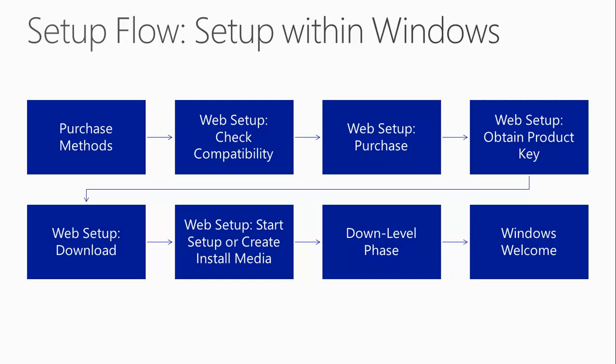So this provides an overview of what the setup flow actually looks like. Web setup handles the majority of this, and we're assuming a web setup in the flow that we're going to be showing you. Web setup is going to first check compatibility, and then it's going to take you through the purchase process. Then it's going to help you obtain the product key, download the bits from the server, and then start setup or create the installation media, depending on what the user chooses. And then after that, the down level phase is going to be very similar to what you've seen before. And then finally, Windows Welcome, where the user will go through and configure their installation of Windows to their PC.